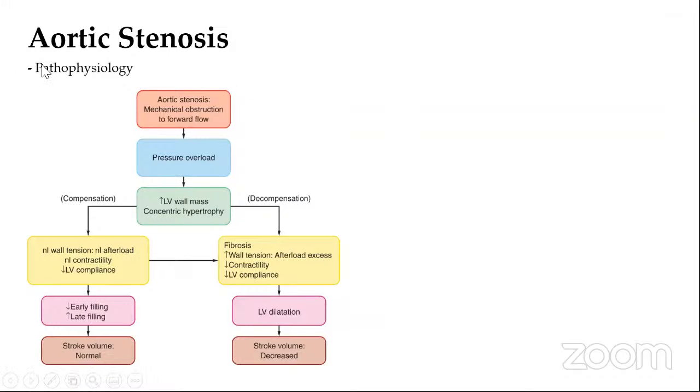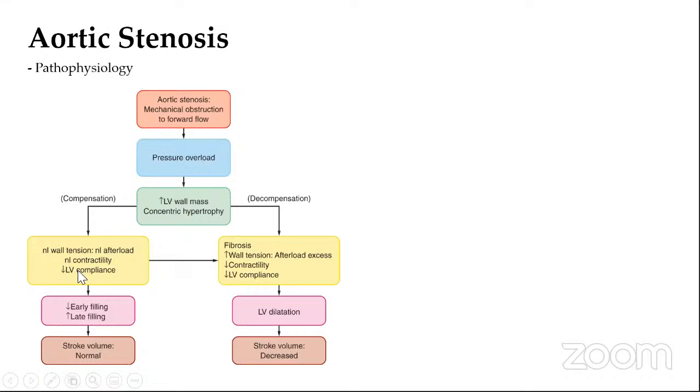Aortic stenosis, the pathophysiology: we know that aortic stenosis is a mechanical obstruction to the forward flow. It leads to pressure overload, and this pressure overload makes the LV wall mass hypertrophied, a concentric hypertrophy. It means the chamber cavity gets small and the walls get thick and grow to the inside. So once you have a concentric hypertrophy, if the LV is compensating for the pressure overload, the wall tension will be normal, the afterload will be normal, and contractility will be normal too, but you're going to end up with a stiff left ventricle. So the compliance will go low.